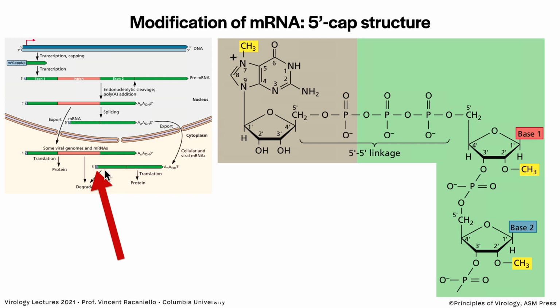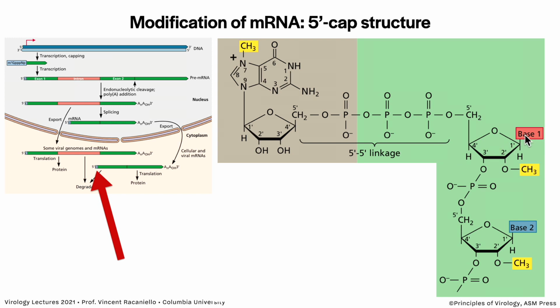So here is the mRNA. We've talked about this process of transcription and splicing and polyadenylation and capping. Here's what a cap looks like, which I diagram in all of these as a little blue box. Yeah, that's the cap with the red arrow. So here it is chemically on the right.